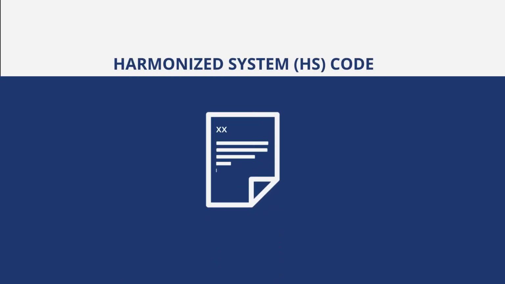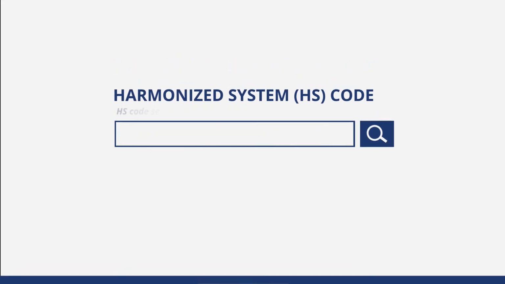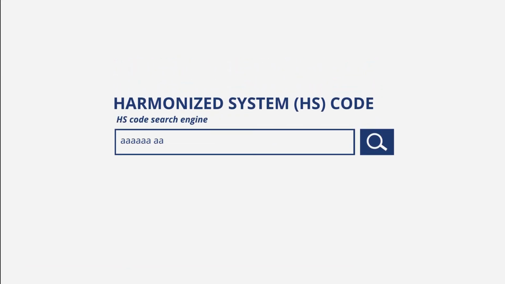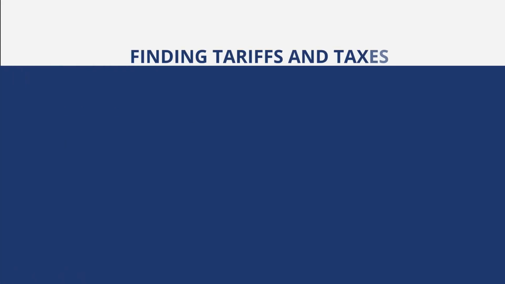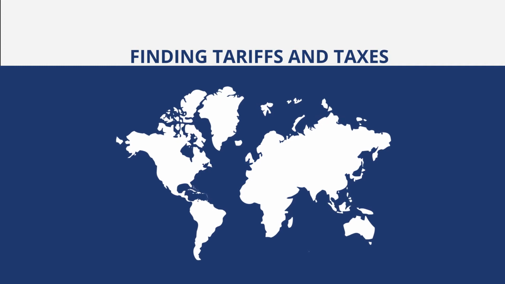To start, you'll need the importing country's Harmonized System or HS code for your product. This will likely be different from your US version, known as the Schedule B number. If you don't have it, you can use the HS code search engine in a tariff lookup tool. You can find one on trade.gov. Now, with your HS number in hand, you are ready to look up the tariffs and taxes for the country to which you are selling.